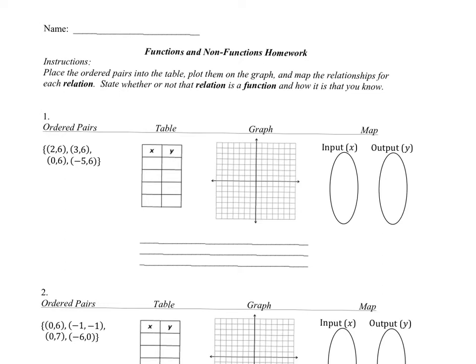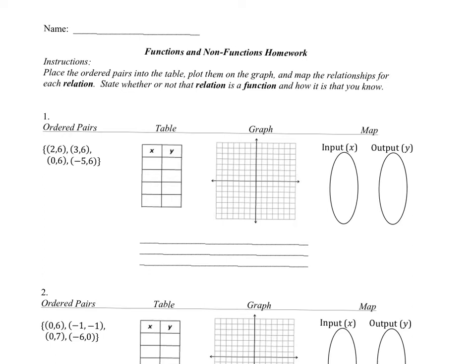So we're going to place the ordered pairs into a table. You're going to plot them on the graph next. Then you're going to map the relationships for each relation just like we did in class. The last thing you're going to do on these lines here is state whether or not that relation is a function and how you know. So this is where you would say something like there are 2 outputs coming from 1 input, so it's not a function. Or you might say it passes the vertical line test, so it is a function. Somehow there you're going to justify your answer.